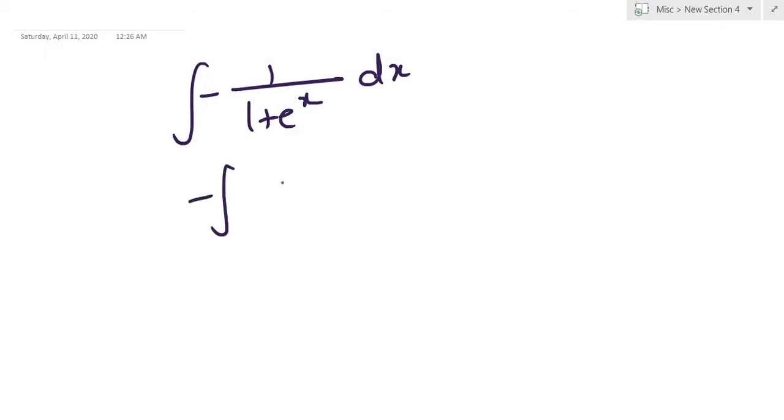So I have to integrate negative 1 over 1 plus e raised to x dx. One thing that we can do now is multiply and divide by e raised to negative x, because if we do that, in the denominator we have e raised to negative x times e raised to x, which is just 1. And now we can introduce another substitution.